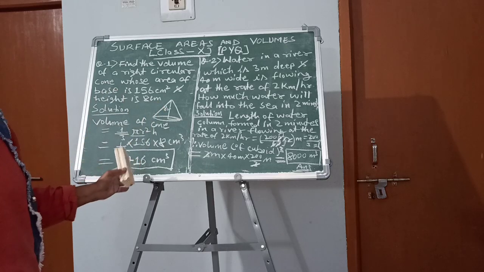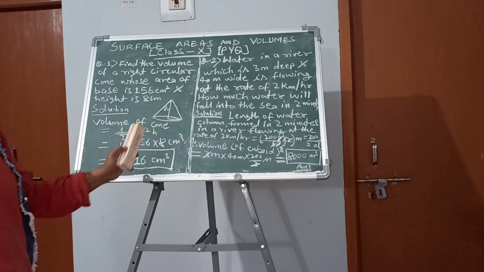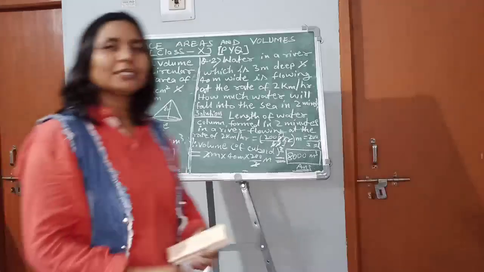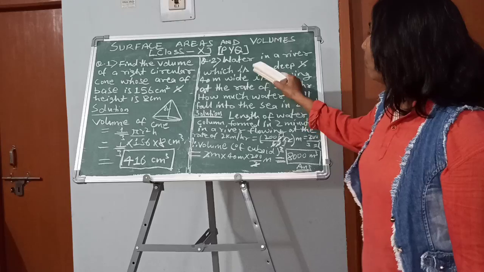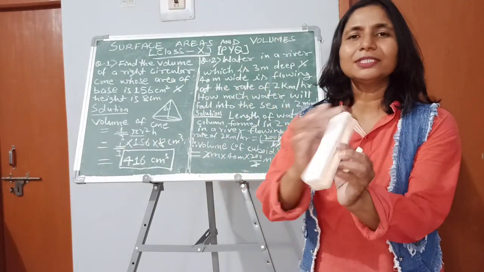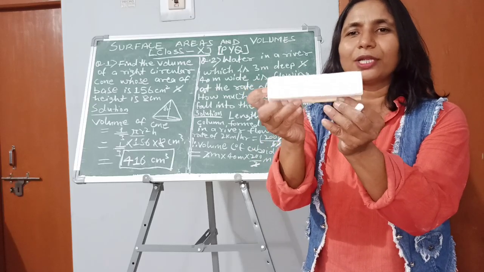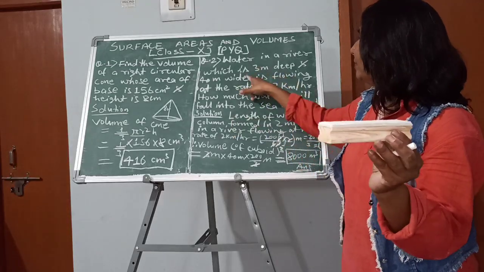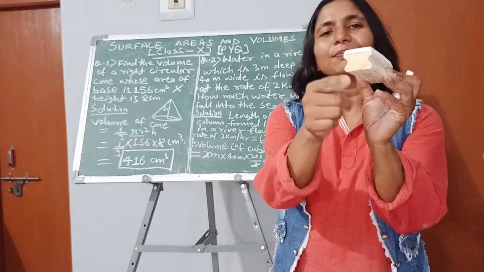This is very easy, but some questions are a little bit difficult also. So let us move to the next question, which is a little bit more difficult than this question. So let us discuss question number 2. The question is: water in a river. Suppose that this is the river. Suppose that this is water. So water in the river, which is 3 meter deep. This is deep.